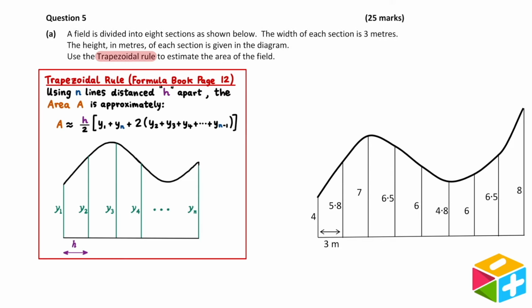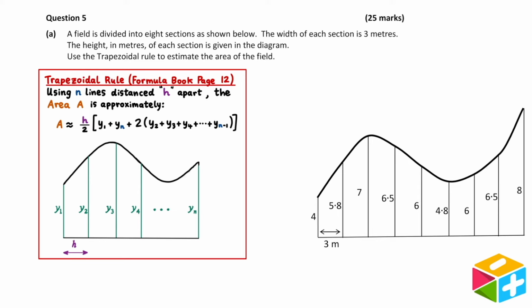The question mentions the trapezoidal rule, so the first step will be to open up our formula book to page 12 and to look at this rule. The rule states that if we use n lines distanced h apart, the area A is approximately h over 2 times y1 plus yn plus 2 times y2 plus y3 plus y4 all the way to yn minus 1.